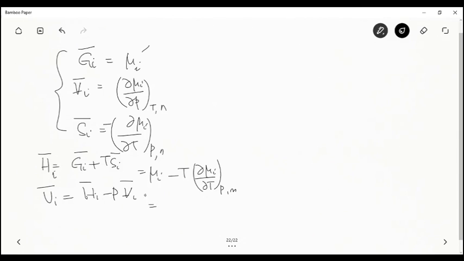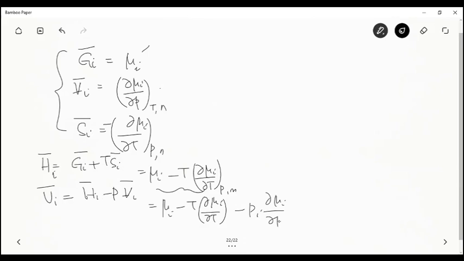And this will be equal to, this is Hi, and this is Vi, and therefore we can write mu I minus T into del mu I by del T minus P into del mu I by del P. So that's an interesting expression.